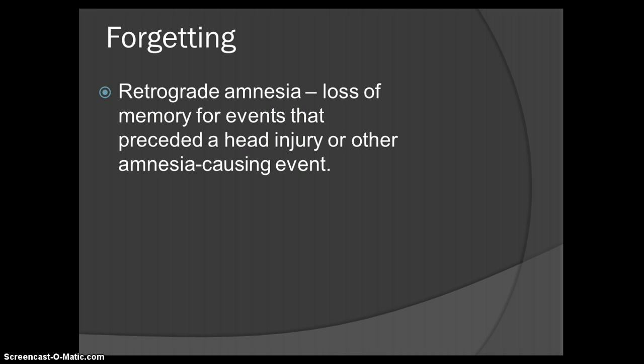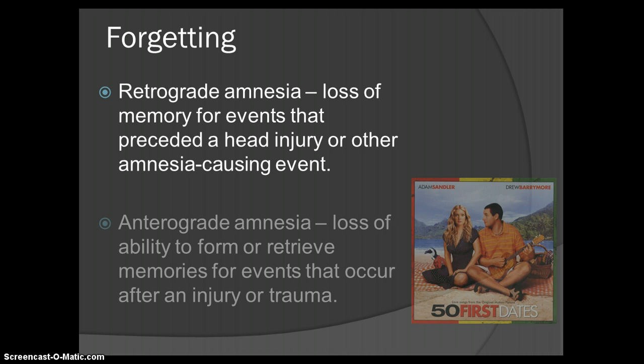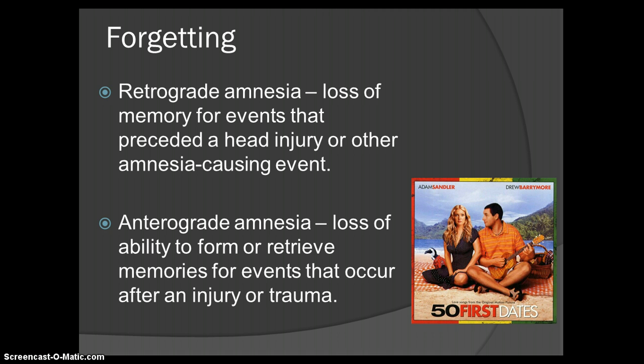And another component of forgetting is having amnesia. One type of amnesia is retrograde amnesia. It's the loss of memory for events that preceded a head injury or other amnesia-causing event. So anything before the head injury, you will not remember. Another type is anterograde amnesia, and it's the loss of ability to form or retrieve memories for events that occur after an injury or trauma.